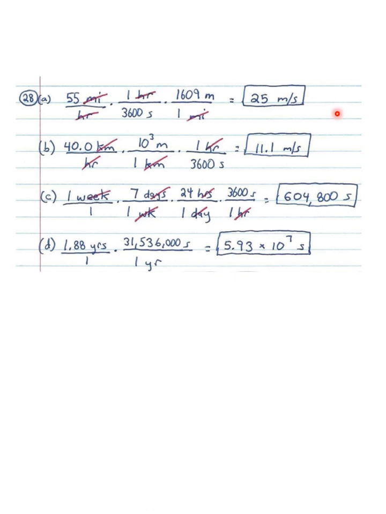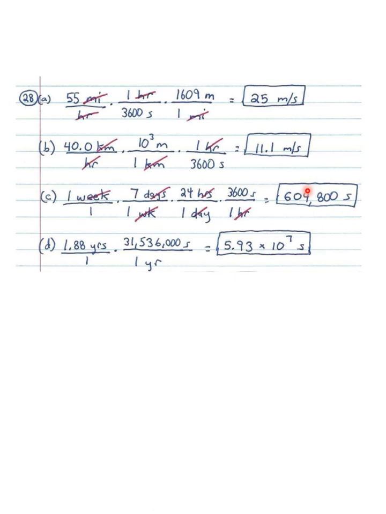Part B says 40 kilometers per hour. And again, we want that speed in meters per second. So we start with 40 kilometers per hour. Let's turn kilometers into meters first. 10 to the 3rd meters over 1 kilometer. Hours into seconds, 1 hour over 3,600 seconds, and we get 11.1 meters per second.